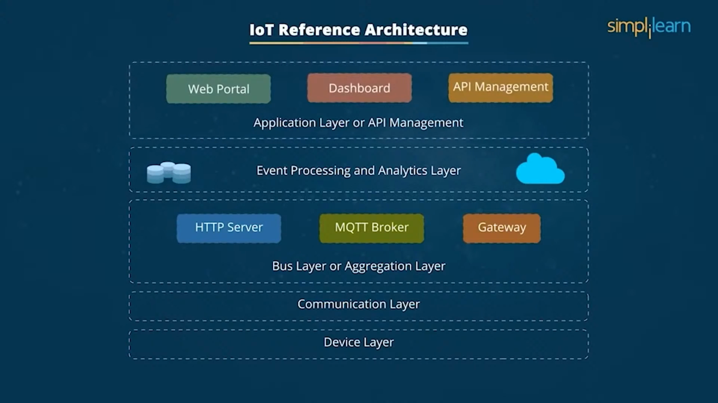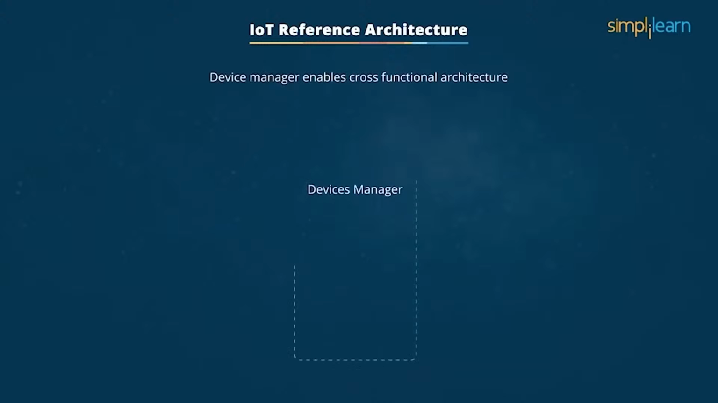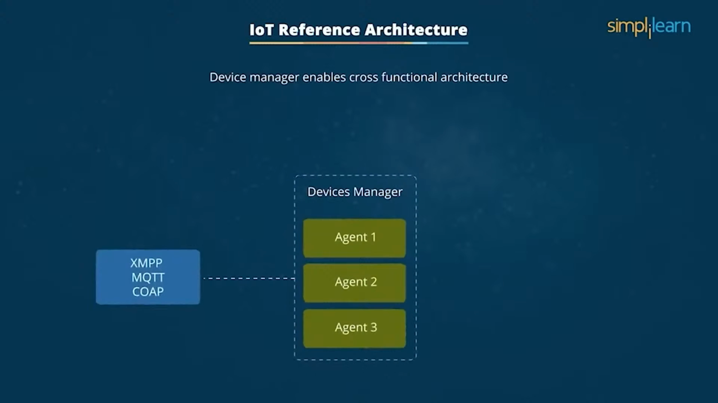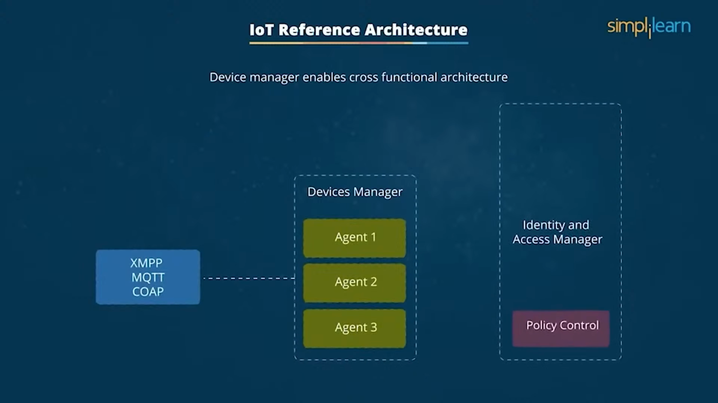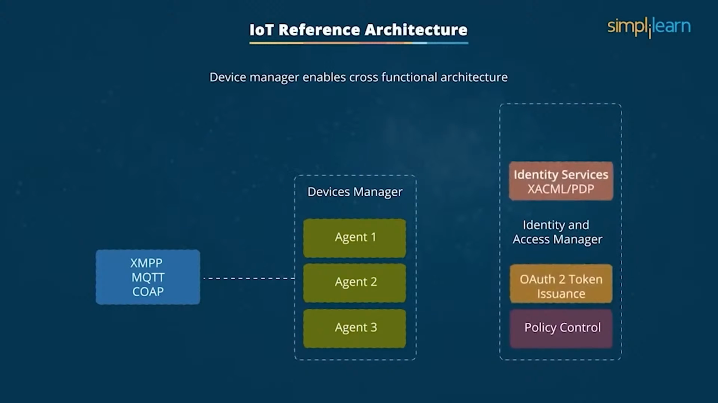So, we've seen the comprehensive IoT reference architecture with various components, rule engines, interfaces, and security systems embedded. Cross-functional architecture is possible using Device Manager, which provides a single platform for remote management. The Device Manager communicates with devices through set protocols. Device management uses device management agents and is responsible for the remote management of software. The identity layer has the capabilities of cybersecurity, including policy control and OAuth 2 token issuance. Other capabilities include identity services, XACML, PDP, and a directory of users, e.g., LDAP.